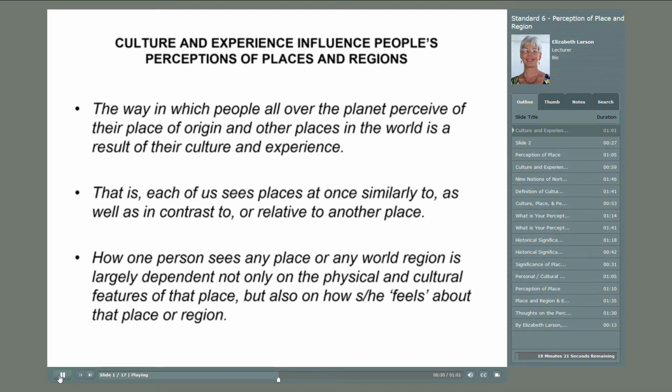The way in which people all over the planet perceive their place of origin and other places in the world is a result of their own culture and experience. That is, each of us sees places at once similarly to, as well as in contrast to or relative to another place. How one person sees any place or any world region is largely dependent not only on the physical and cultural features of that place, but also on how he or she feels about that place or region.